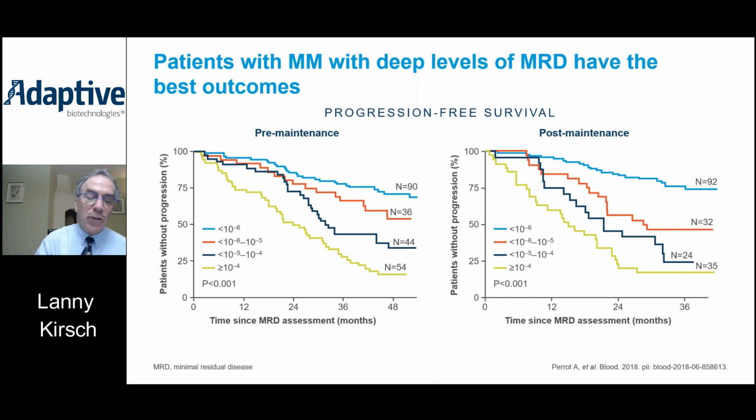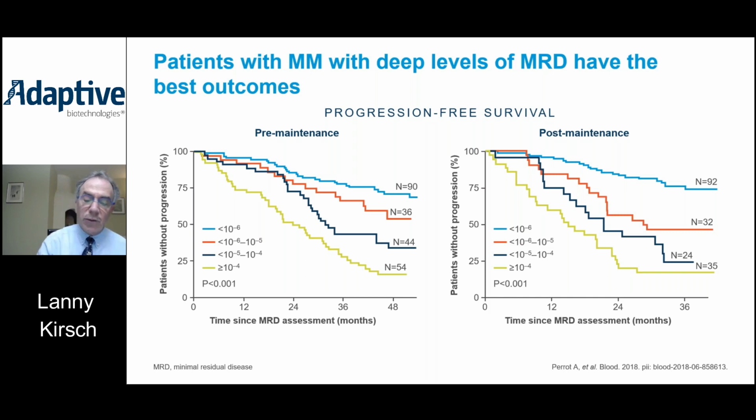than it was for patients with MRD in the range between 1 in a million and 1 in 100,000, the red line, which nevertheless conferred a better prognosis than for patients whose MRD level was between 1 in 100,000 and 1 in 10,000, the black line, which was nevertheless better than for patients whose MRD level was greater than 1 in 10,000. Thus, MRD is a continuous variable. The deeper it is, the better the prognosis.